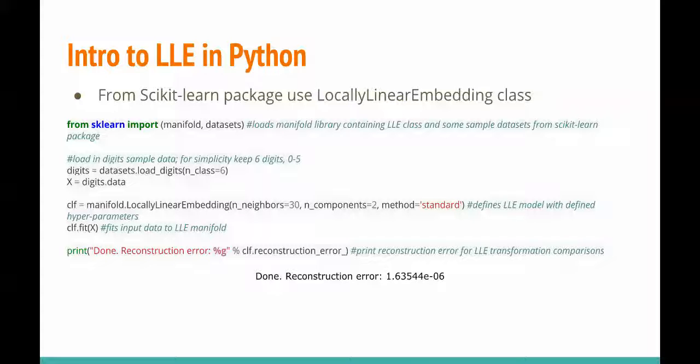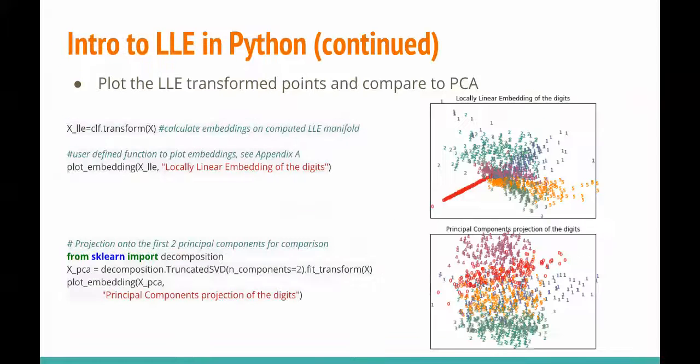Next, using the fit method, we can learn a manifold that fits the handwritten digit data. For manifold comparisons, we can use the reconstruction error attribute. In order to actually visualize our data on the new manifold, we need to project our data to it. This can be done using the LLE class's transform method. Now the transformed data can be visualized. To simplify the presentation, a user-defined plotting function is used, whose definition can be viewed in the appendix. Pictured are the LLE projection of our data with the PCA projection for comparison.